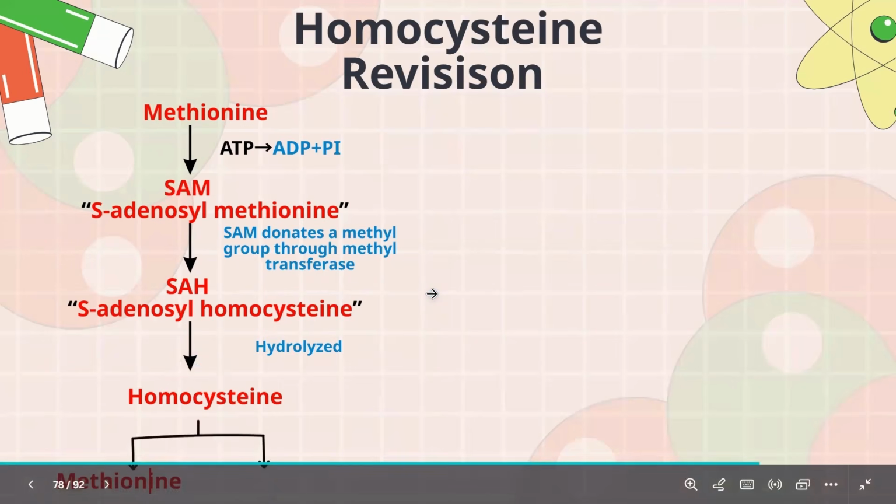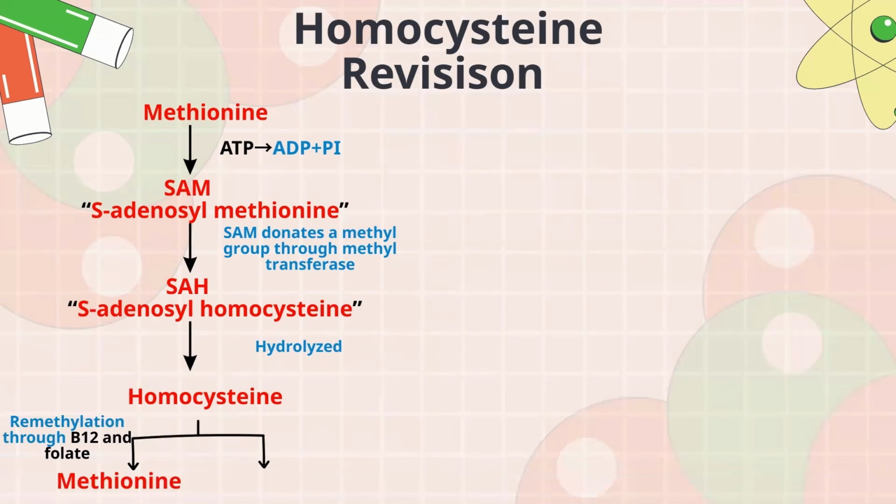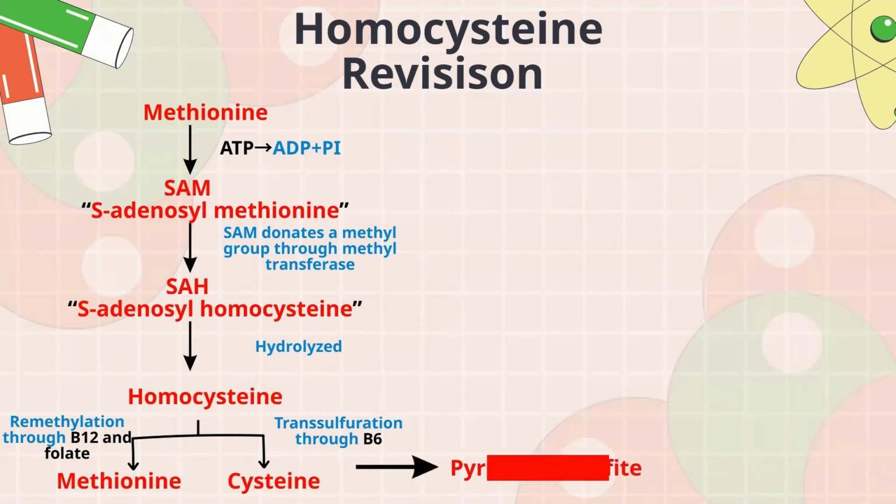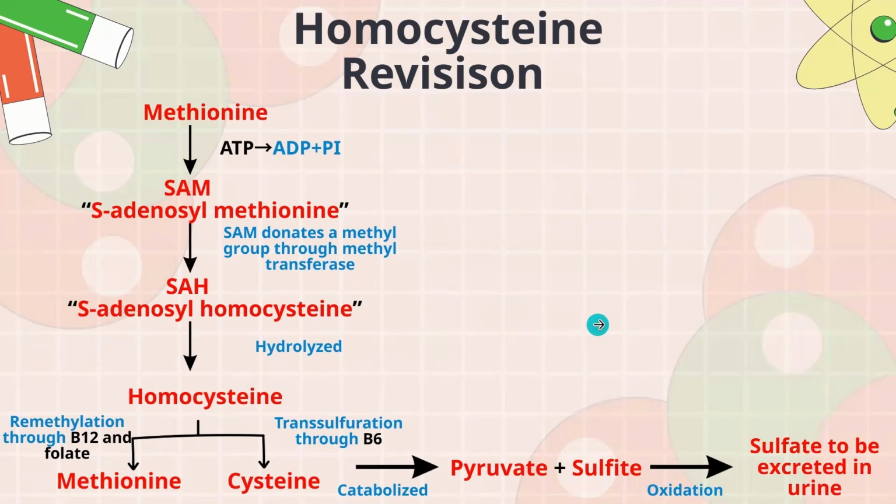Homocysteine is going to be remethylated into methionine by B12, folate, and THF, which is tetrahydrofolate. And cysteine is going to be transsulfated through B6 to eventually form pyruvate and sulfite. Then sulfite is going to be oxidized to form sulfate. Okay. The reason I'm repeating this is because we're now going to talk about homocysteine.